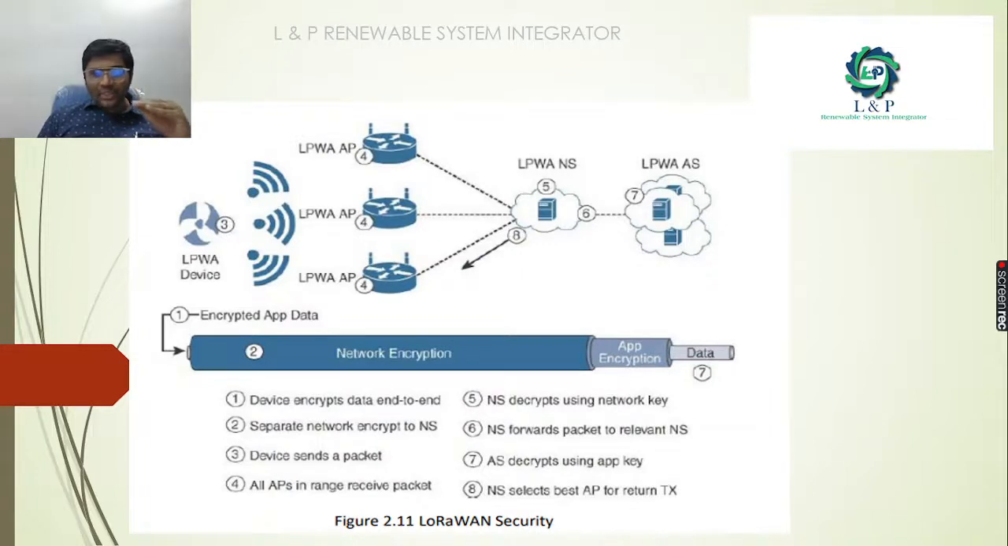If you go deeper into the LoRaWAN security system, these devices encrypt the data end to end. It separates the network encryption to the NS. These devices send the packet of information, all the APs within range receive the packets, and it is decrypted using the app key.